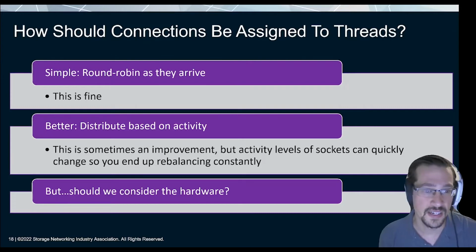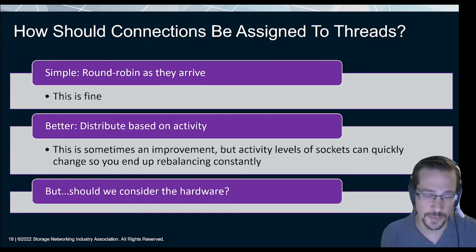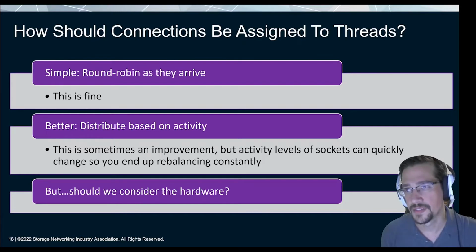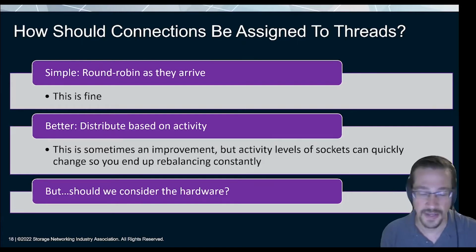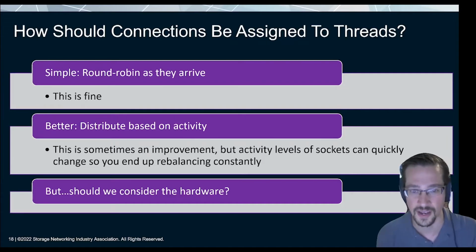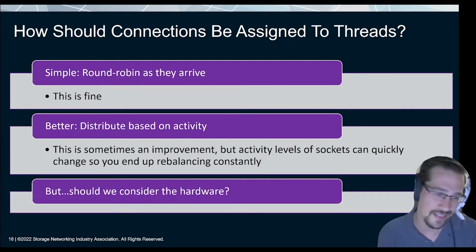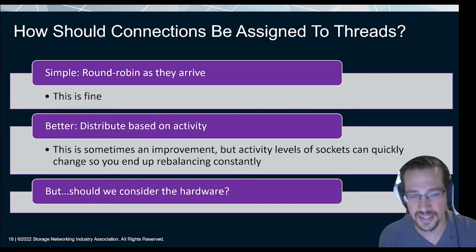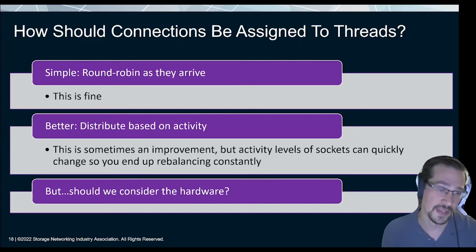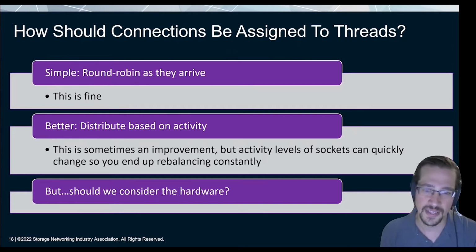So distributing them based on activity is sometimes an improvement. The problem is when you need to make this decision, the connections are often not active yet, and you have no idea. And also the activity levels of the socket vary wildly over time. Sometimes people are using their connection, especially in storage, like they're reading from the disk at this moment in time. Their connection's busy, and then they stop, and then they do it again later. And so it's really, really spiky. And so you often can't do the rebalancing or the redistribution of the sockets to the threads fast enough to matter.